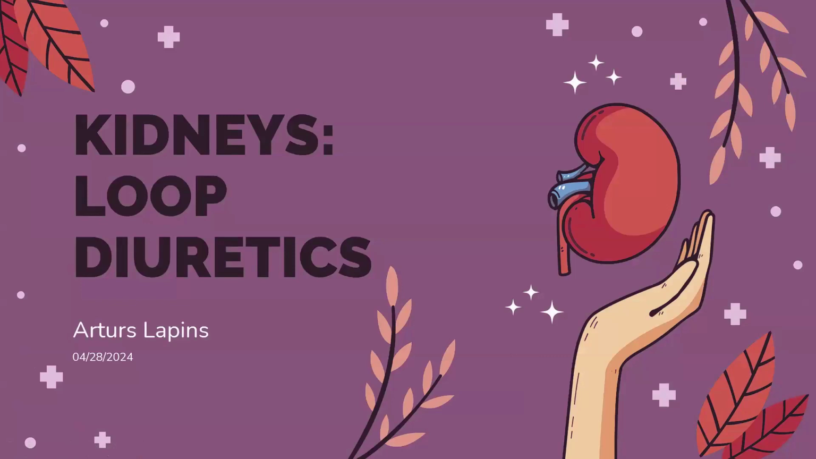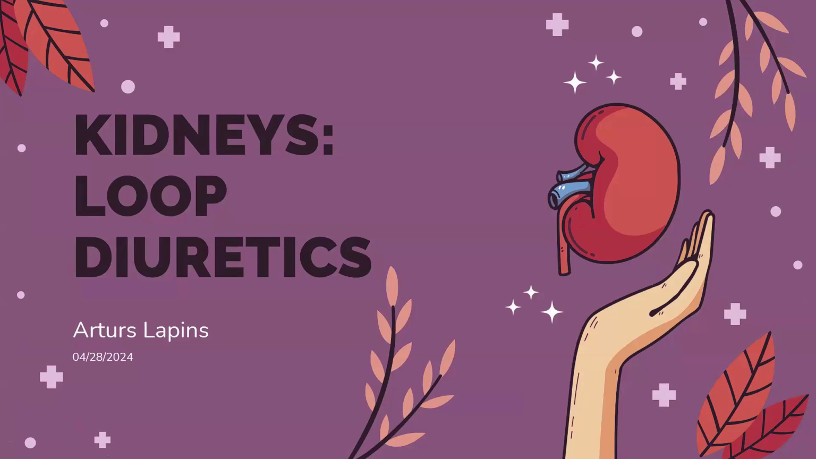So today we're going to talk about loop diuretics. So first, what exactly are they? Well, in short, they are drugs that increase urine flow, helping the body to remove excess water and sodium, which in turn lowers the amount of fluid flowing through the veins and arteries. And they are commonly used to treat edema, hypertension, and heart failure, but we'll get to that a little bit later.